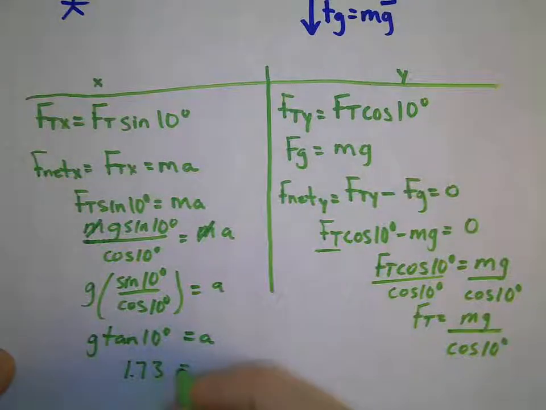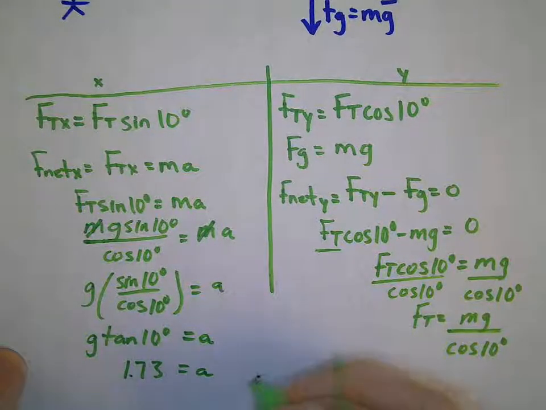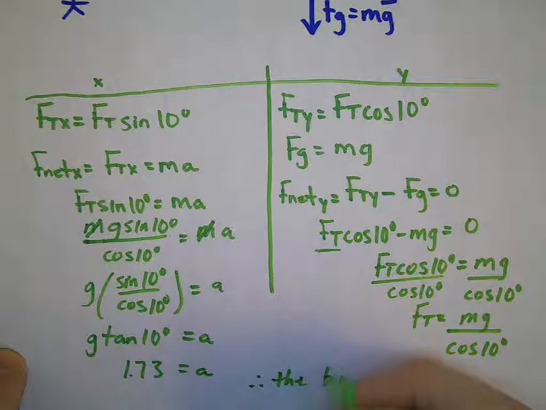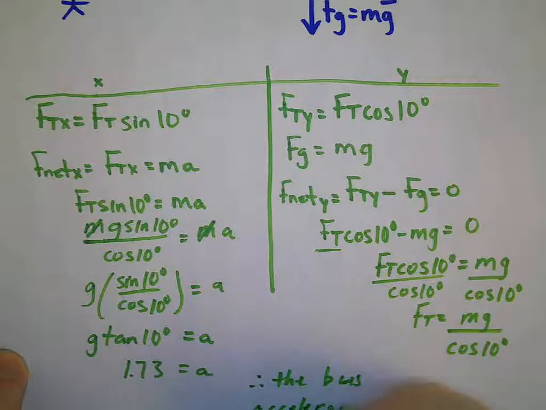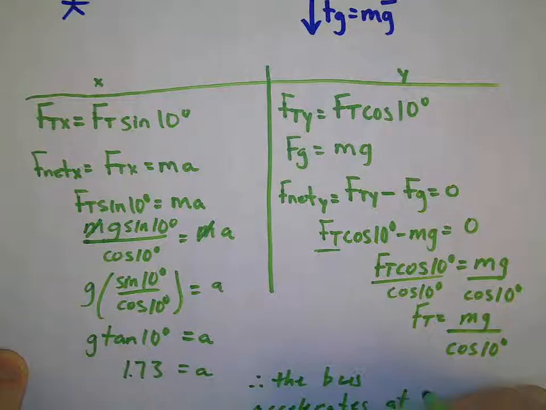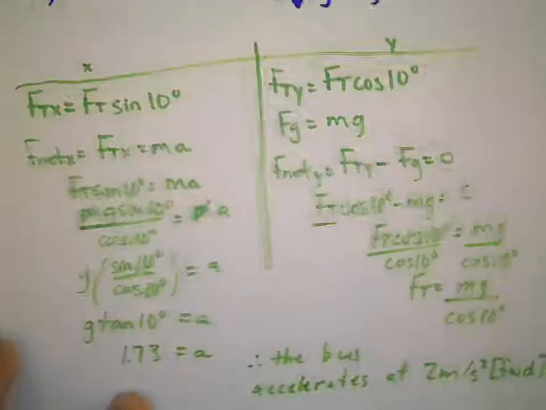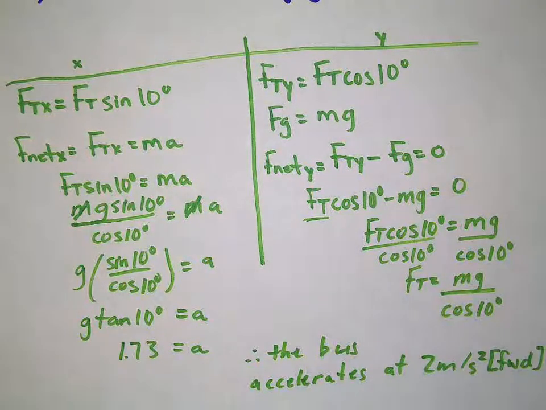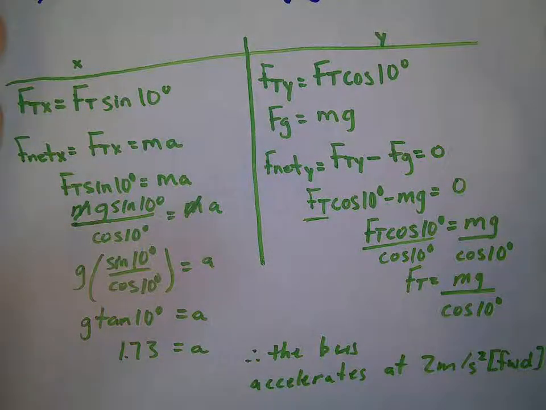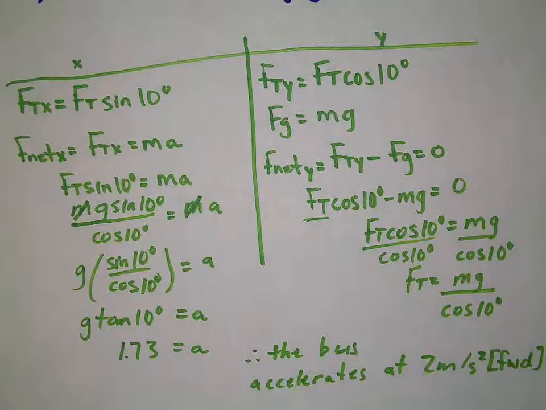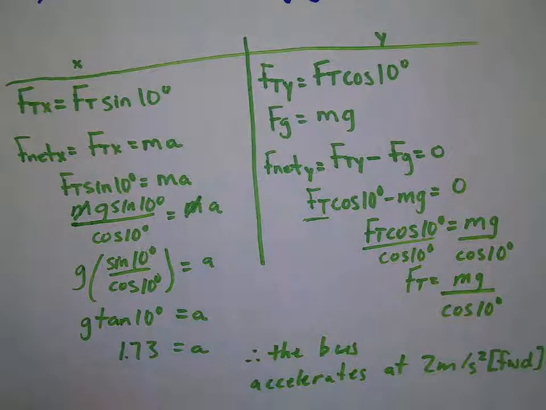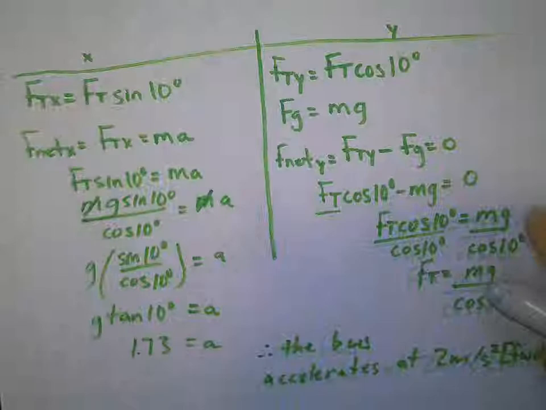So therefore, the bus accelerates at 2 meters per second squared. We're going to call it forwards. Again, a combination of both our x and y components can help us to solve for a case where you might have fictitious forces.